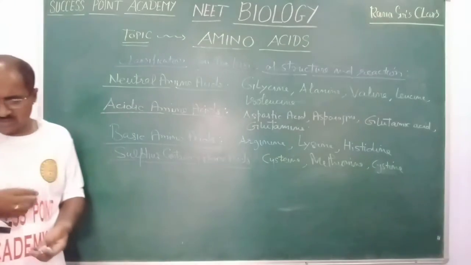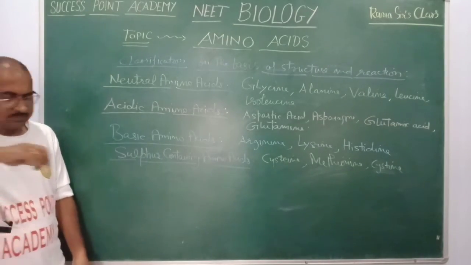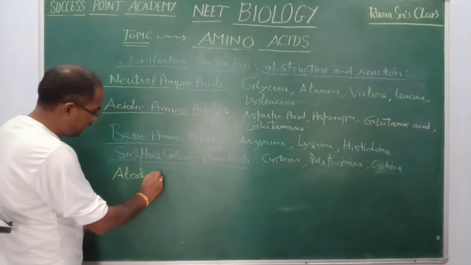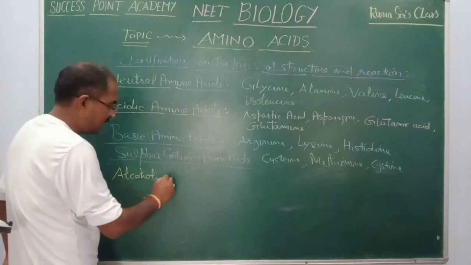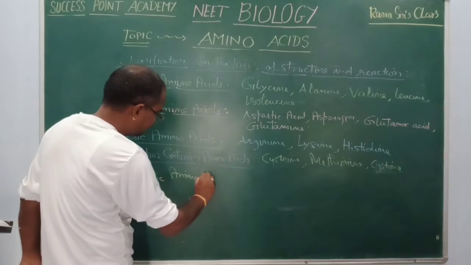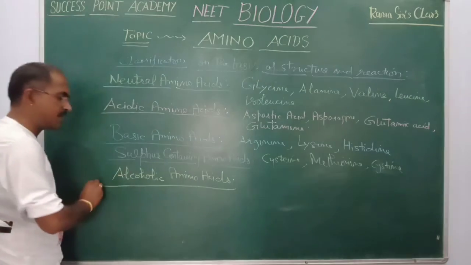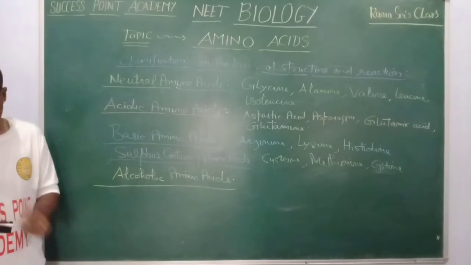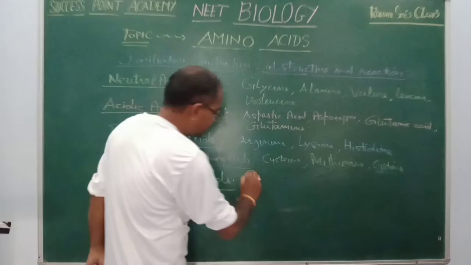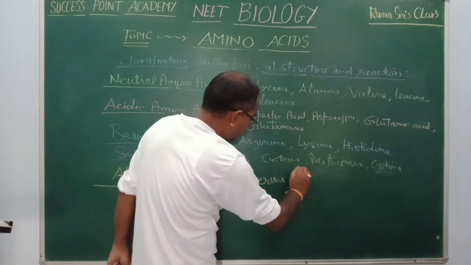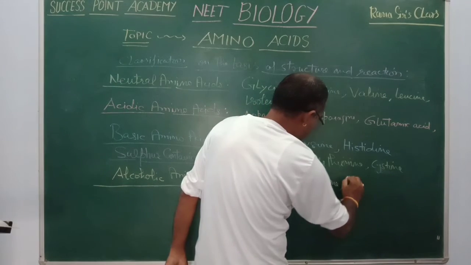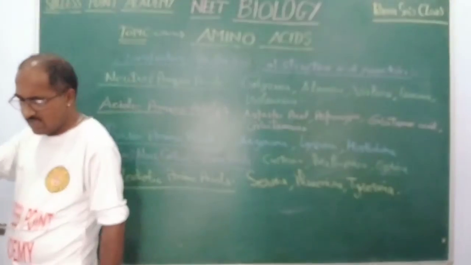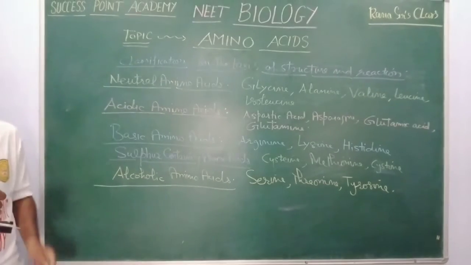Then we have alcoholic amino acids. Write it down. Alcoholic group containing amino acids. Yes, there will be an OH group in this. So you can guess what they could be. And if you don't know, then note down: serine, threonine, tyrosine. These are the examples of alcoholic amino acids.